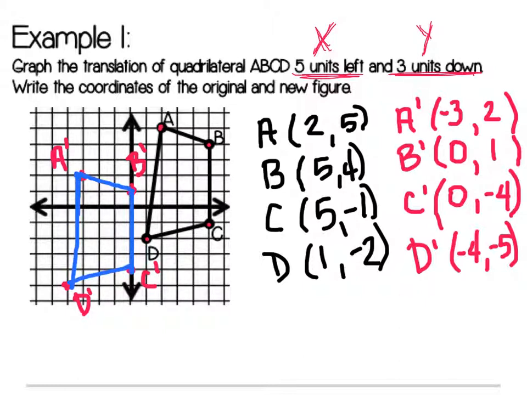Notice for this translation that the orientation stayed the same and the size of the image stayed the same. So it has the same orientation. We have A, B, C, D going clockwise around the shape, and it's the same size that it started. So it does not change size when we have a translation. It's a congruent figure.